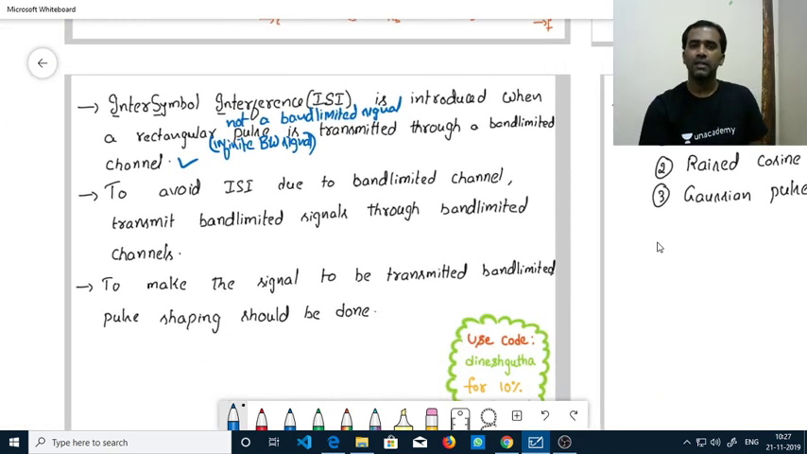It's very simple. To avoid ISI due to band limited channels, we cannot control the channel. What we can do is control the signal. So transmit band limited signals through band limited channels. Instead of a rectangular pulse, use some other pulse.